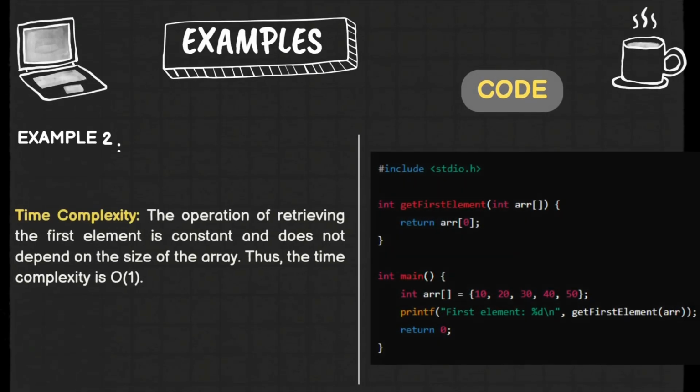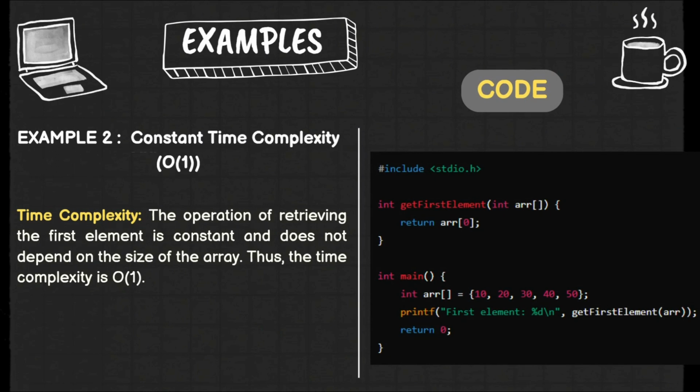So let's look at the second example, constant time complexity. In the second example, we demonstrate a non-recursive algorithm that retrieves the first element of an array. The function getFirstElement written in C simply returns the first element, array of 0, of the array. This operation has a constant time complexity, order of 1, which means it takes the same amount of time regardless of the array's size. It is an efficient and straightforward example of a task that can be accomplished with minimal computation, emphasizing the simplicity and speed of constant time operations.